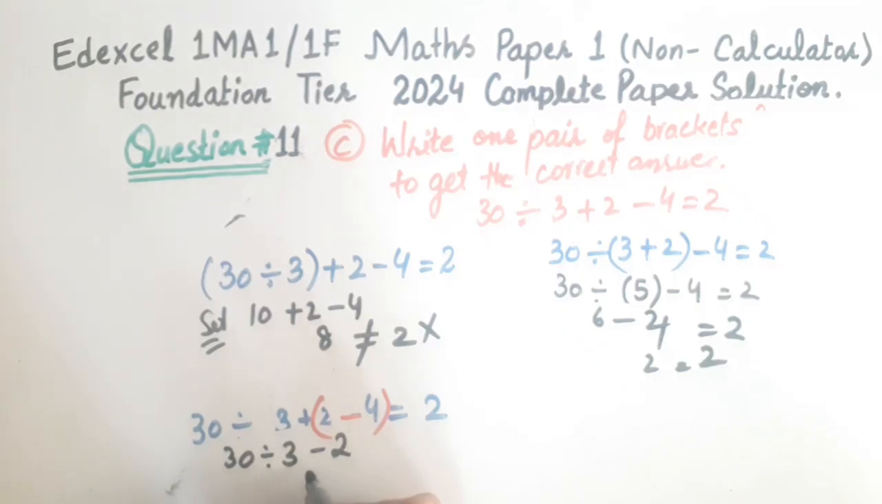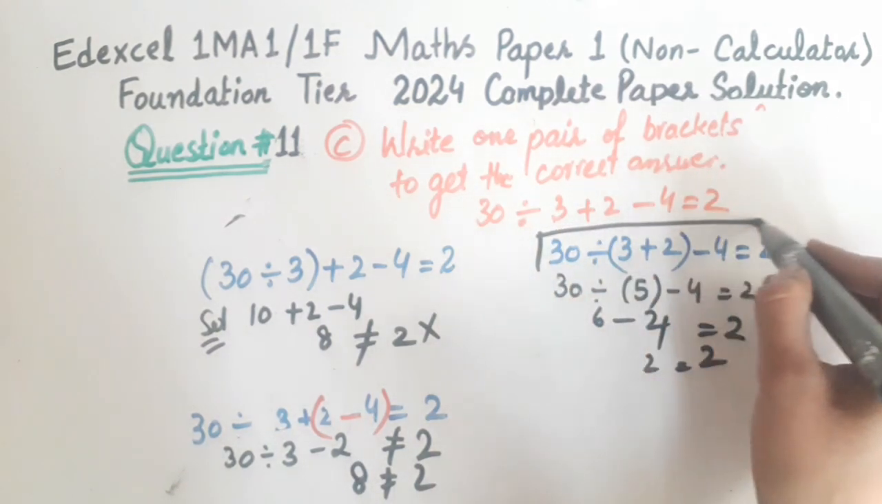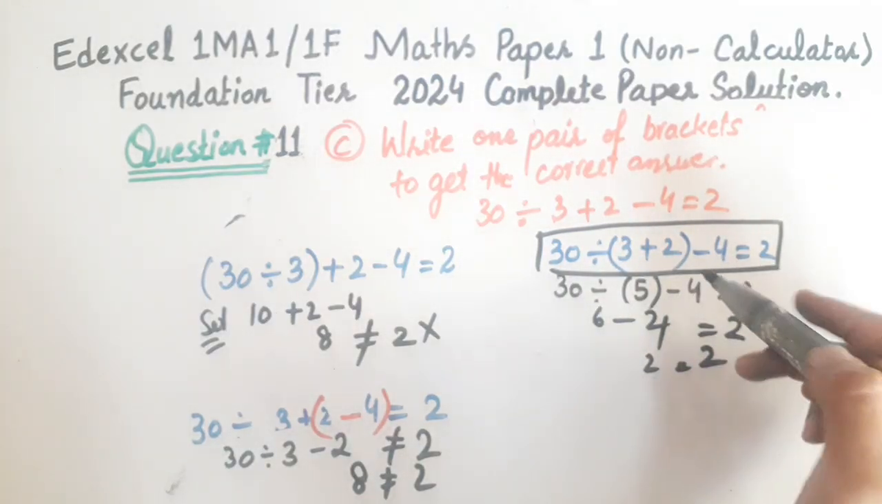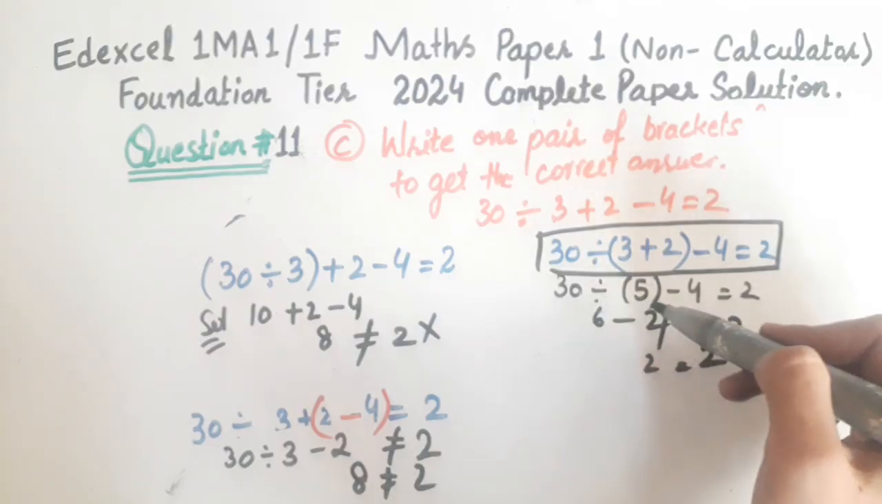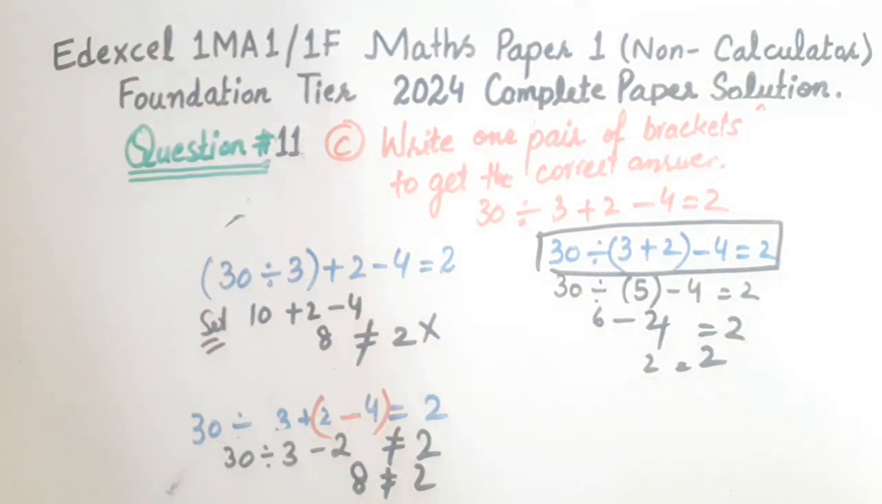So according to the math rule, if we solve this, it will be 10, then 10 minus 2 will be 8. So that is not equal to 2 because this equals 8. So you can see this bracket is correct only, because when we solve it according to the math rule, first we solve the bracket, 5. 30 divided by 5 gives 6. So 6 minus 4 equals 2.